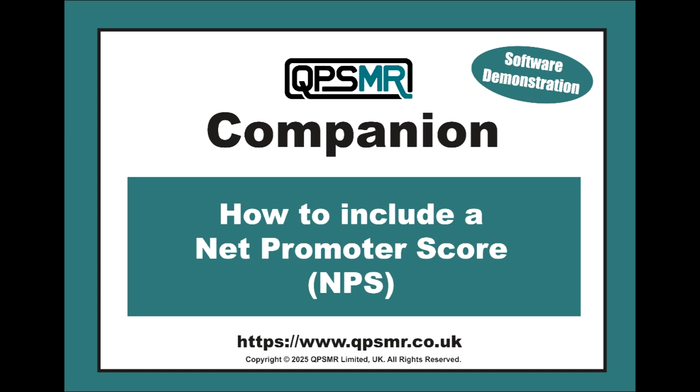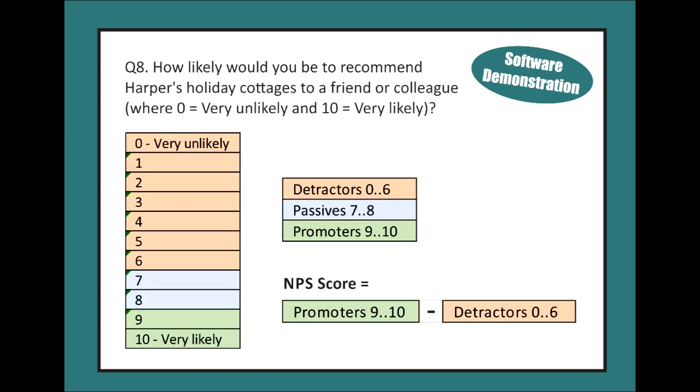along the way. When calculating an NPS, customers are allocated into one of three groups: promoters, passives, and detractors, depending on how they answer a "how likely are you to recommend" question. The question will usually have responses from 0, meaning very unlikely, through to 10, meaning very likely.